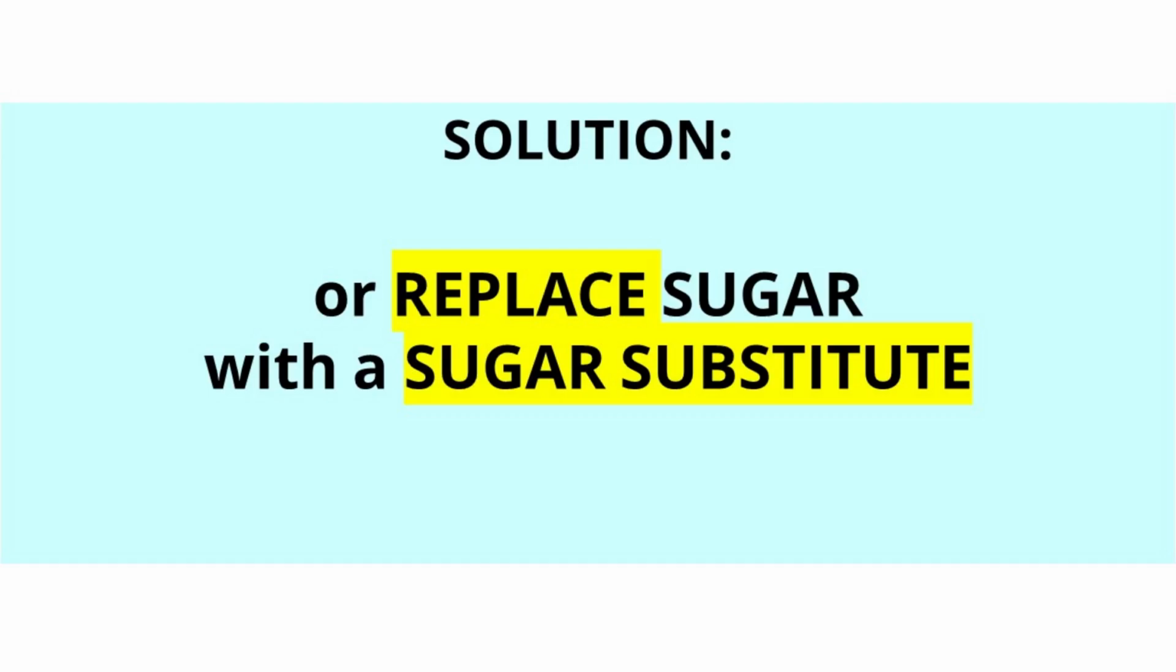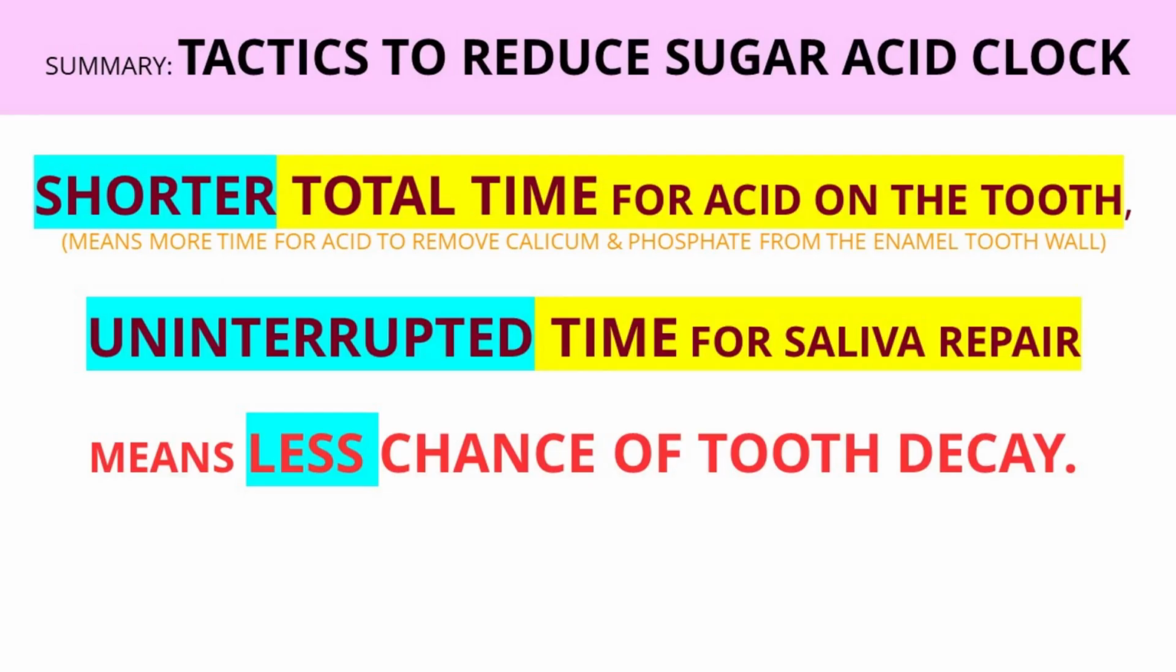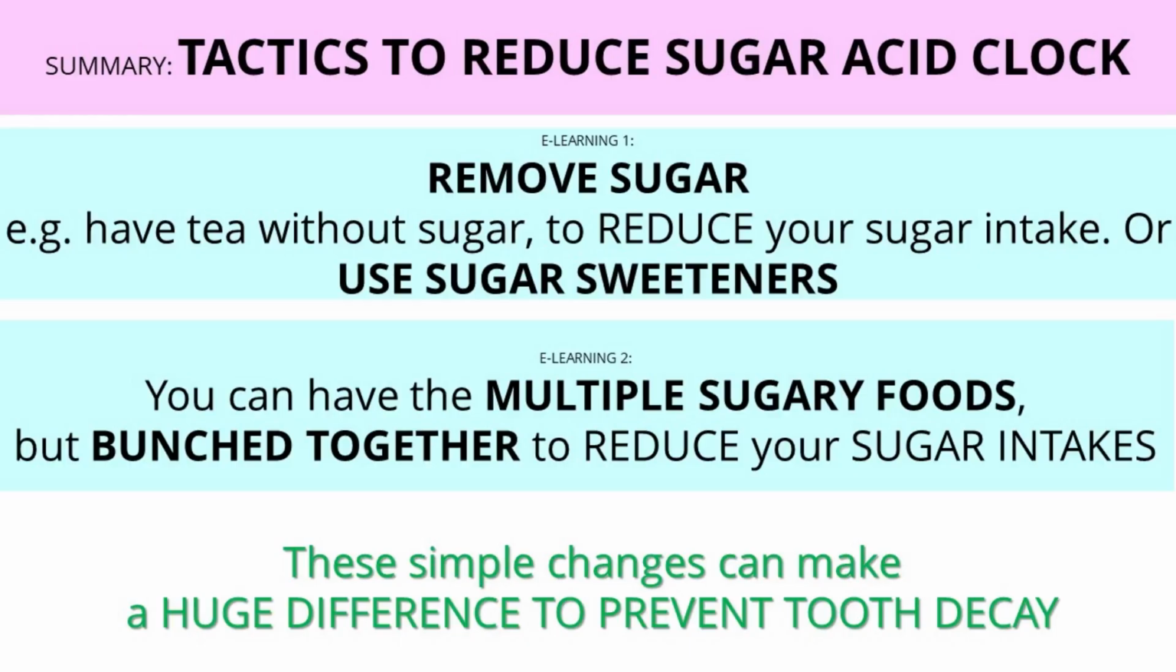You can also replace sugar with a sugar substitute or bunch sugar items together to reduce your sugar acid clock. So a shorter time for acid on the tooth and uninterrupted time for saliva repair means less chance of tooth decay. Here is a summary. Thank you for watching.